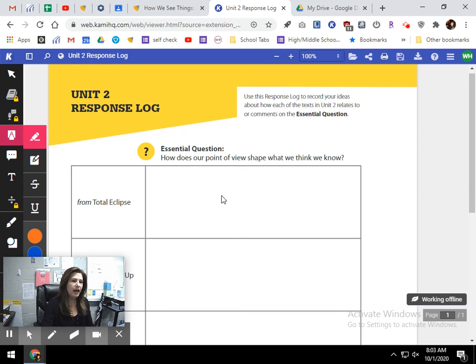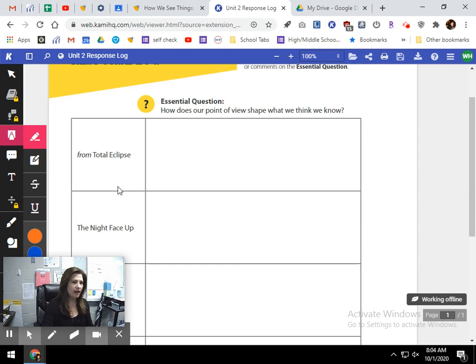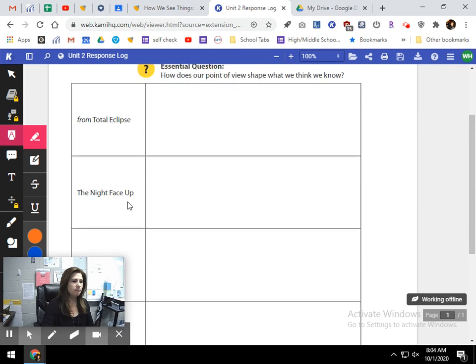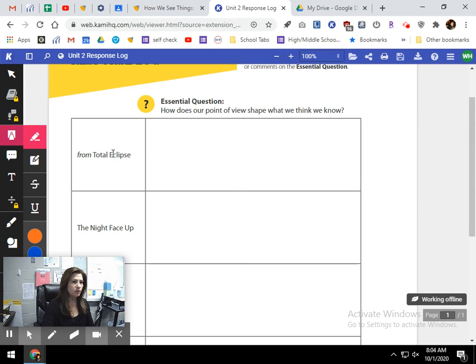So how do you respond to the text? It says, use this response log to record your ideas about how each of the texts in Unit 2 relates to or comments on the essential question. So the essential question is, how does our point of view shape what we think we know? So let's just talk about how these first two selections that we have read, this one was a piece of literary nonfiction, and this one is a short story. How do these relate to your point of view?